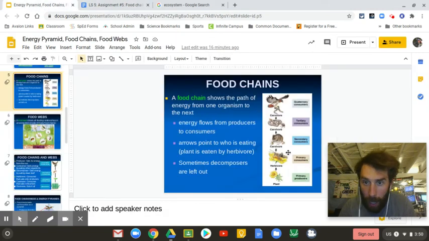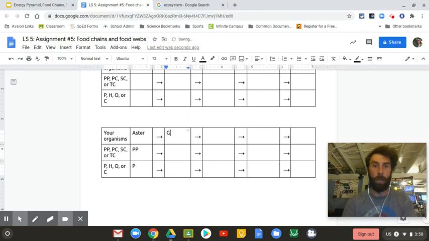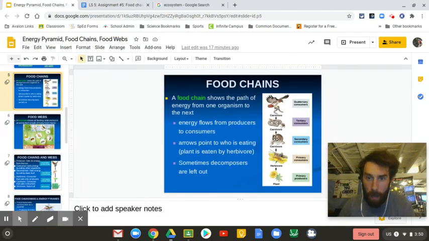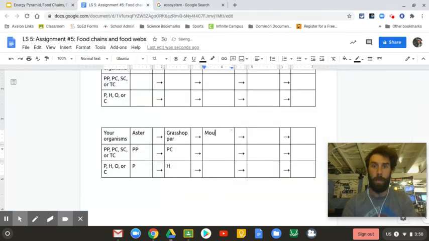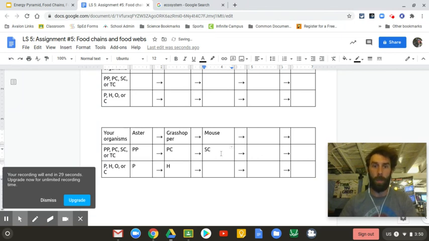Next, we have a grasshopper. Okay, so the next organism is a grasshopper. A grasshopper is a primary consumer because it eats the flower. It is an herbivore because it is eating plants. Okay, the next organism, I'm going to call that a mouse. Mouse eats the grasshopper. The mouse is therefore a secondary consumer. Okay, and it is a carnivore because it is eating an animal.